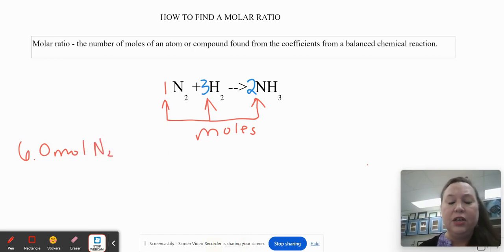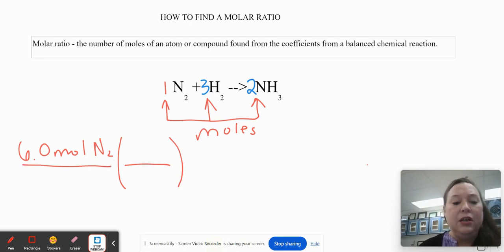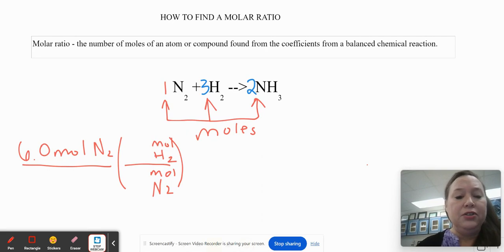Now, in order to solve equations, you'll make a ratio out of these coefficients. So say I have 6 moles of nitrogen gas and I want to know how much hydrogen gas I need. I start out with my given information and I make a fraction. I want to put the moles of nitrogen on the bottom so that it will cancel out, and I want to have moles of hydrogen on the top because that's what I'm going to. The numbers come from the balanced equation.